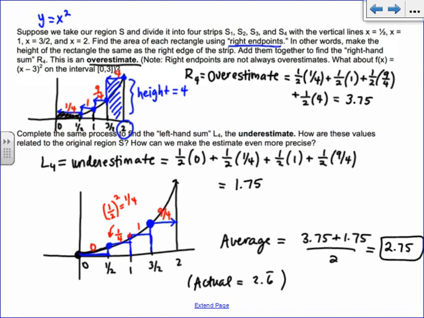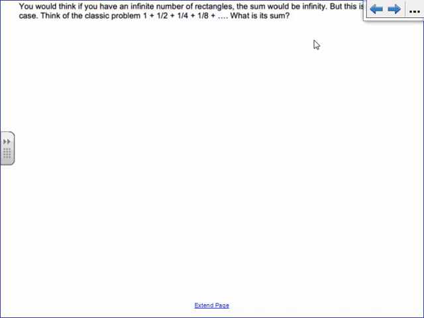So how can we become even closer? Well, what if we use 10 rectangles, or 100, or 1,000? Okay, and if we wanted to find an exact answer, what we would do is use an infinite number of rectangles. That's what calculus is all about, using infinite sums, like limits, right? So that's what we're going to do next. So we're going to find an infinite number of rectangles.